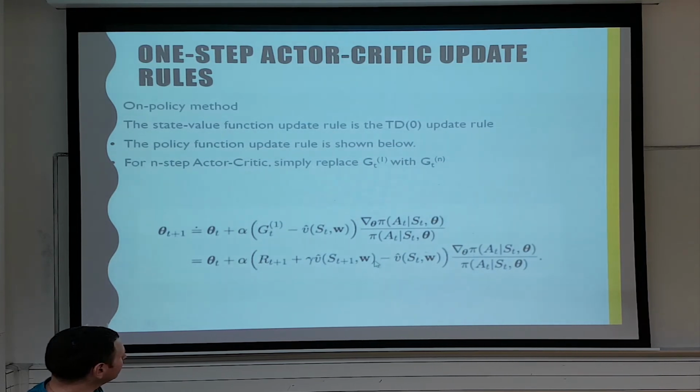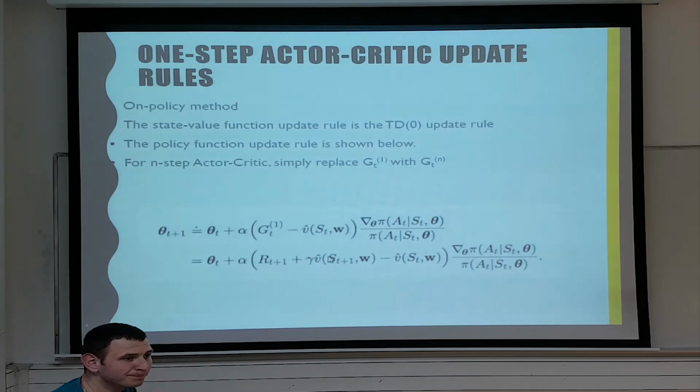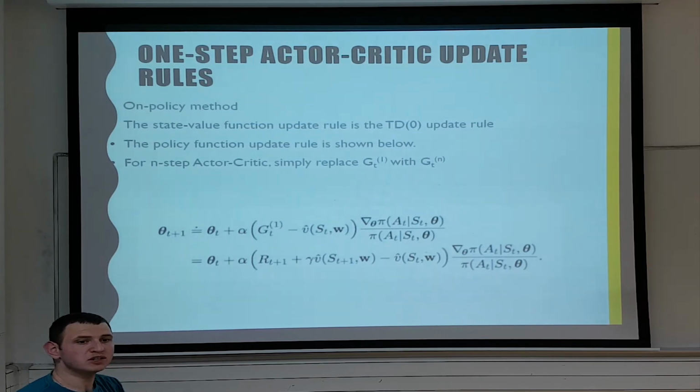Here is the explicit form of GT. So if you remember, it's actually G at t, the reward R plus 1 plus the discounted value function of the next state. So GT is the estimation for the value function. Any questions?